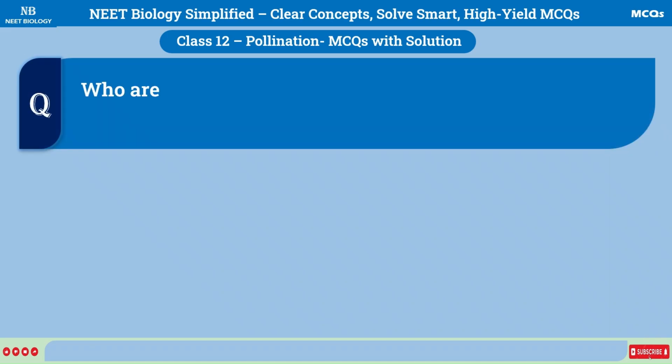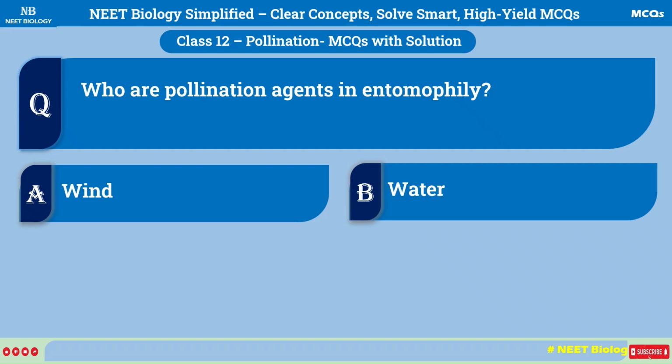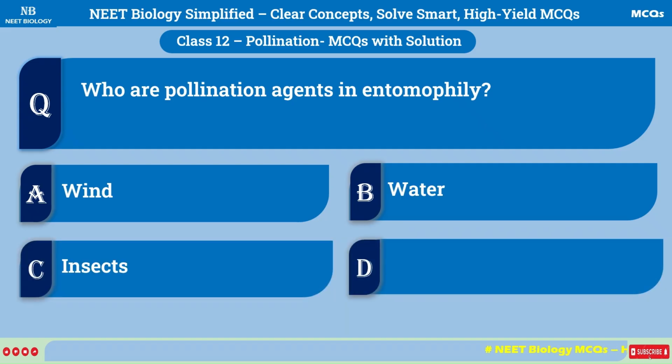Who are pollination agents in entomophily? A. Wind. B. Water. C. Insects. D. Birds.